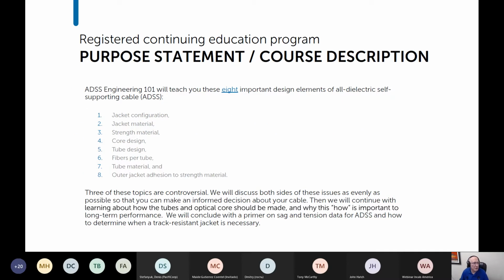So the purpose of this course is to discuss the 8 important design elements of all dielectric self-supporting cable, ADSS. We're going to go through the jacket configurations that are available, the materials that can be used for the jackets, the materials that can be used to give the cable its strength, design of the optical core, design of the tubes, and really that means tube material, the number of fibers per tube, tube design, and then outer jacket adhesion to the strength material.